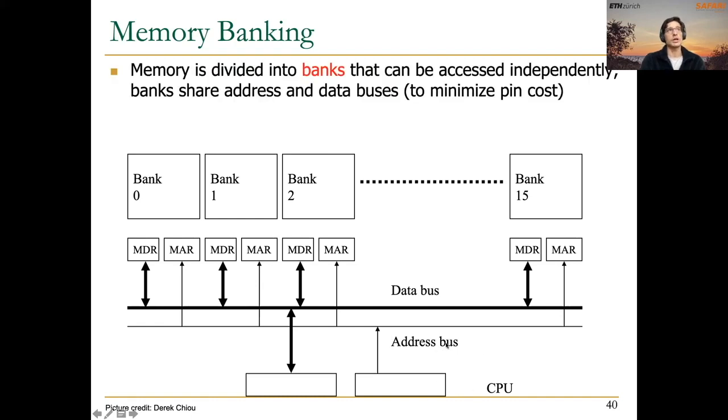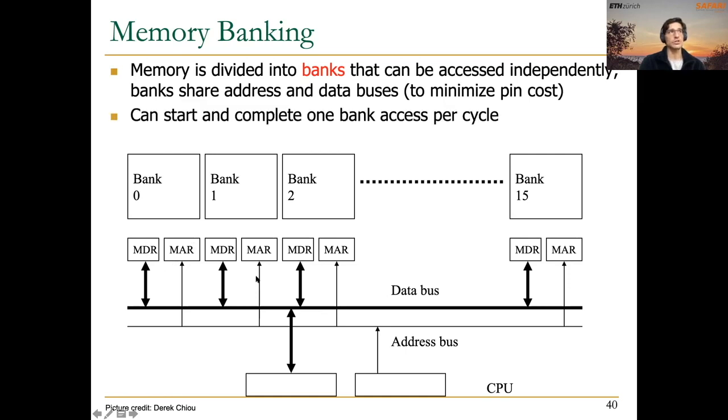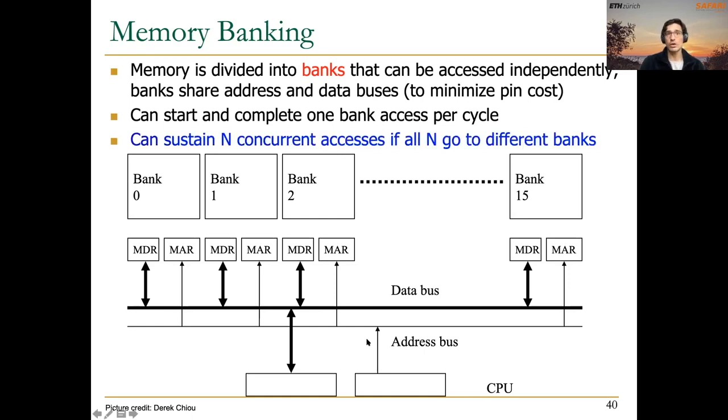So the memory is divided into banks that can be accessed independently, and they can be accessed independently because each of them has their own data register and address register. And as you are going to see, we can start and complete 1 bank access per cycle. So in the end, we can sustain as many concurrent accesses as we have banks, right?